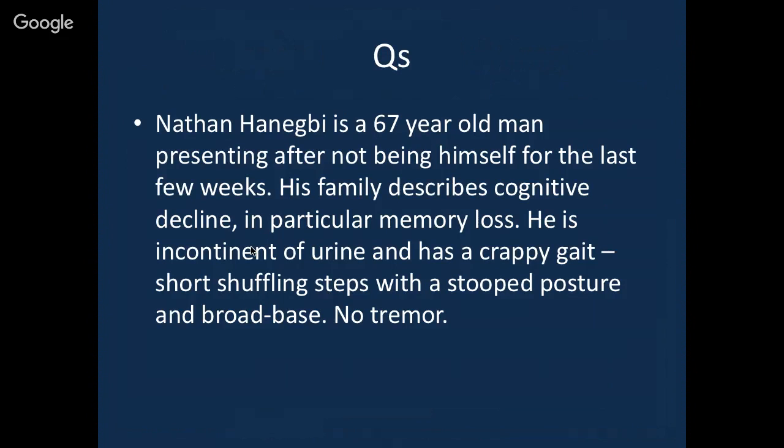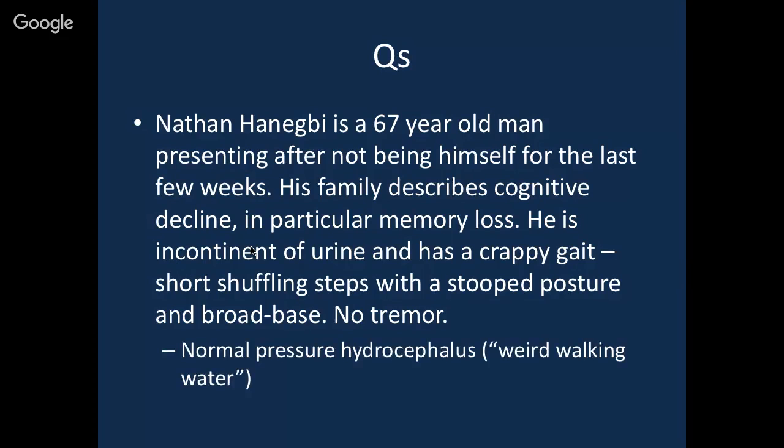It'll be the same EMQ. All right. Nathan again. He's 67 years old. He's not being himself recently. He's got cognitive decline, in particular memory loss. He's incontinent of urine, has a poor gait, short shuffling steps with a stooped posture and a broad base. No tremor. Yes. Okay. You clearly know too much neurology. You shouldn't be here. Normal pressure hydrocephalus.